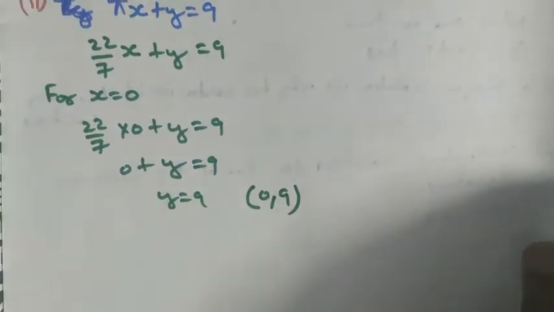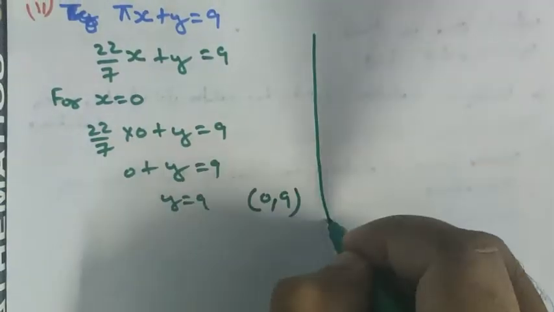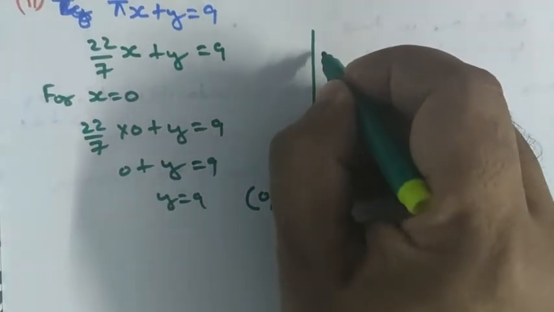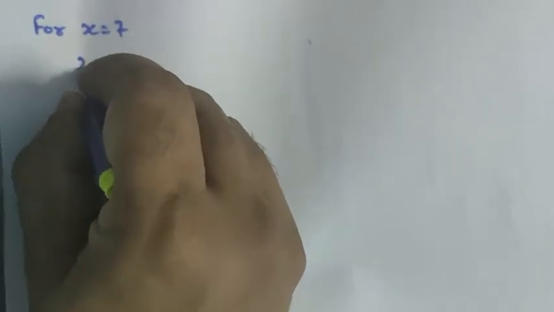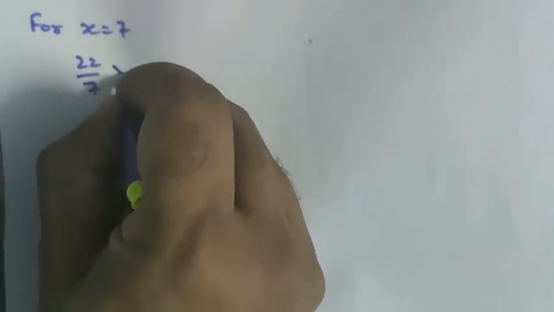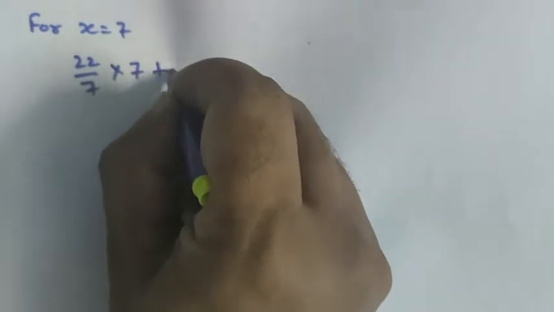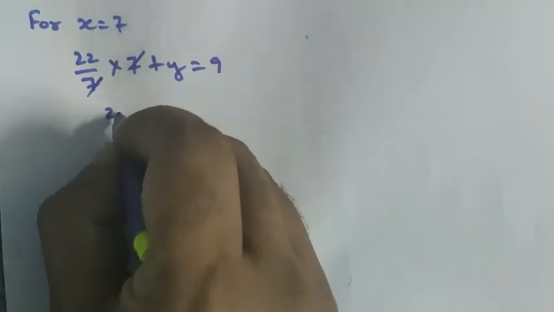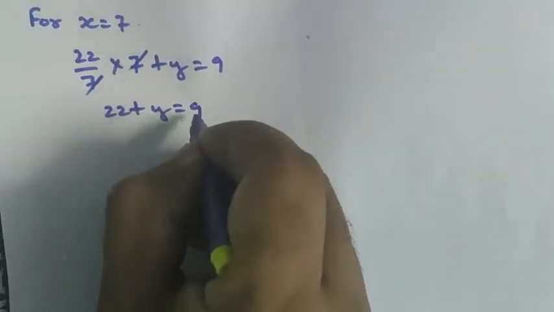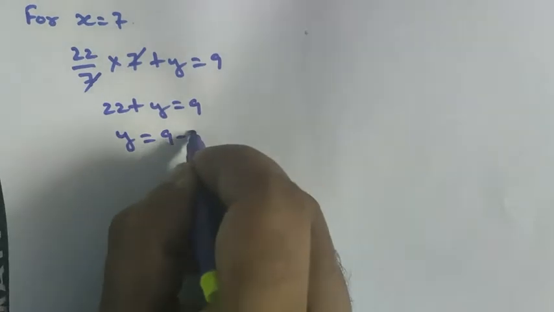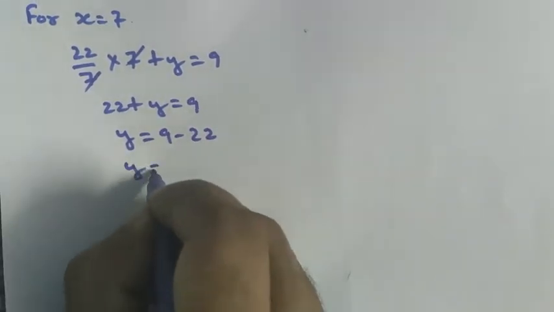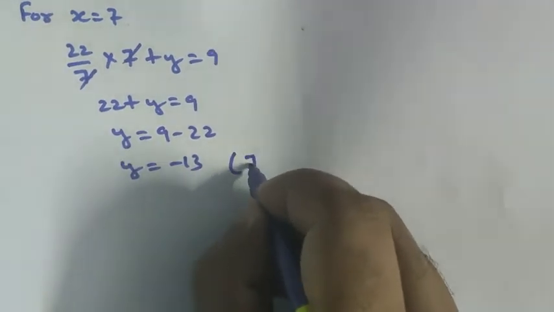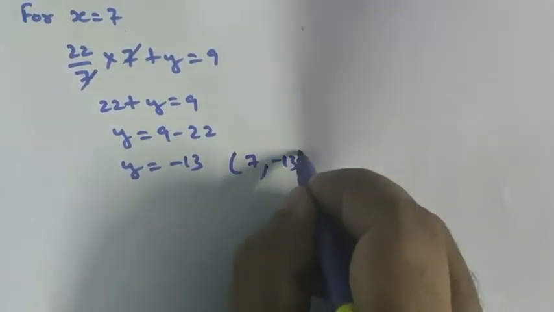Now for the second solution pair, if we take the value of x as 7, the equation becomes 22 upon 7 multiplied by 7 plus y equals 9. 7 and 7 will cancel out. So it will be 22 plus y equals 9, y equals 9 minus 22, y equals minus 13. So the solution pair will be 7 comma minus 13.